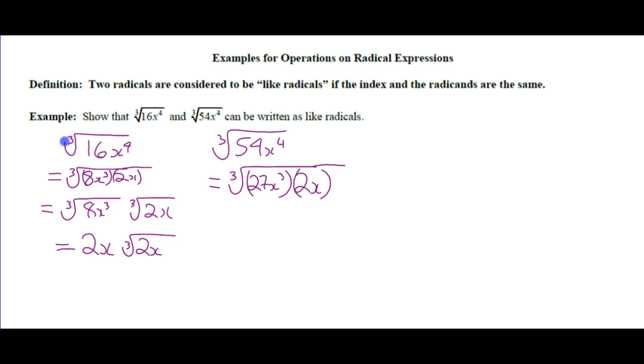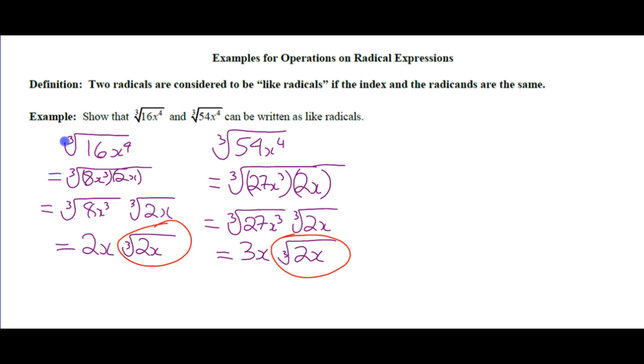We need to have a 54. Which then allows us to split the cube root of 27x cubed times the cube root of 2x. And the cube root of 27x cubed is 3x. Okay, so we have like radicals, right? Because this and this are the same.